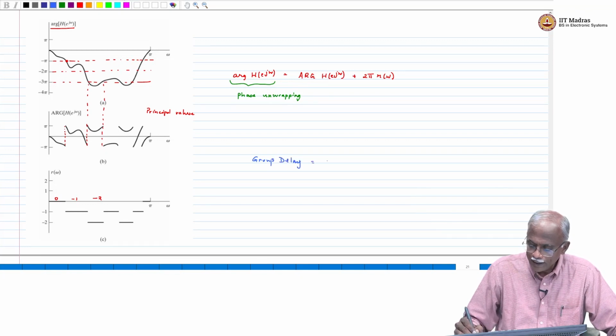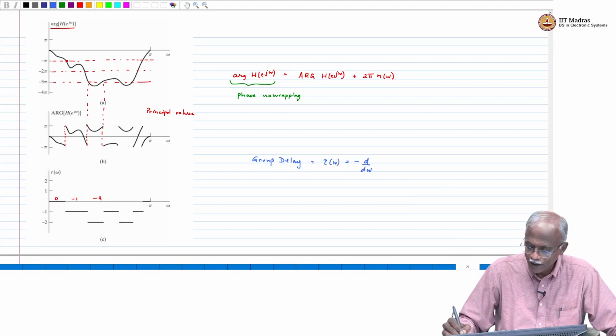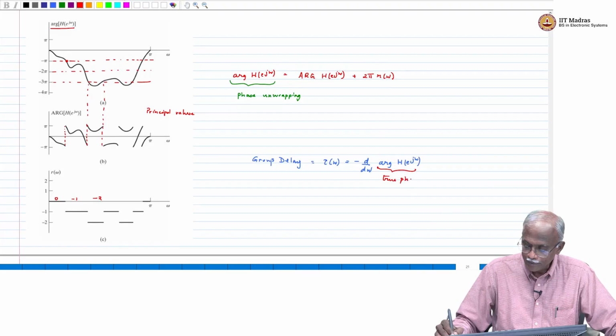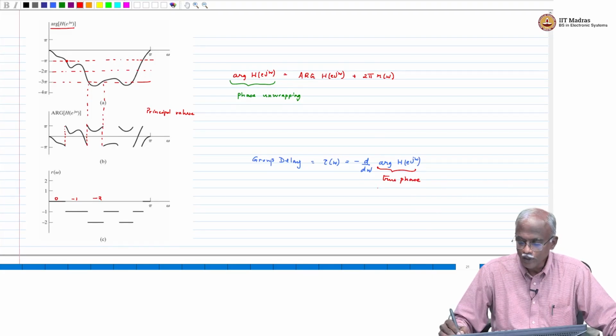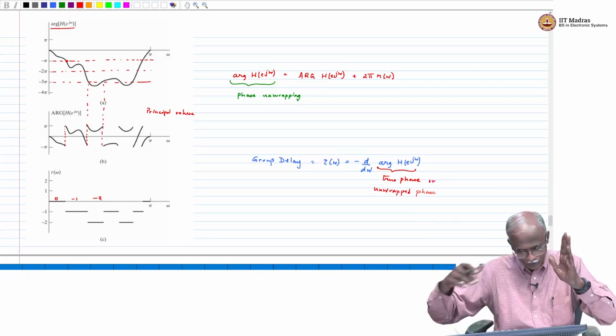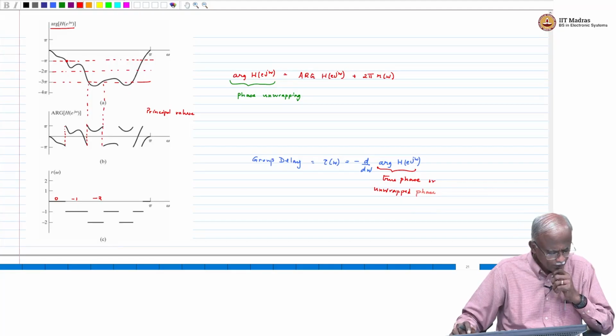Group delay by definition we know is tau of omega, which is minus d by d omega of argument H_e of j omega. Please note that this is the true phase or the unwrapped phase, because we cannot use the principal value for this. We will get discontinuities and completely erroneous results. So this is either the true phase or what we call the unwrapped phase. You have to use that to get the expression that we have.